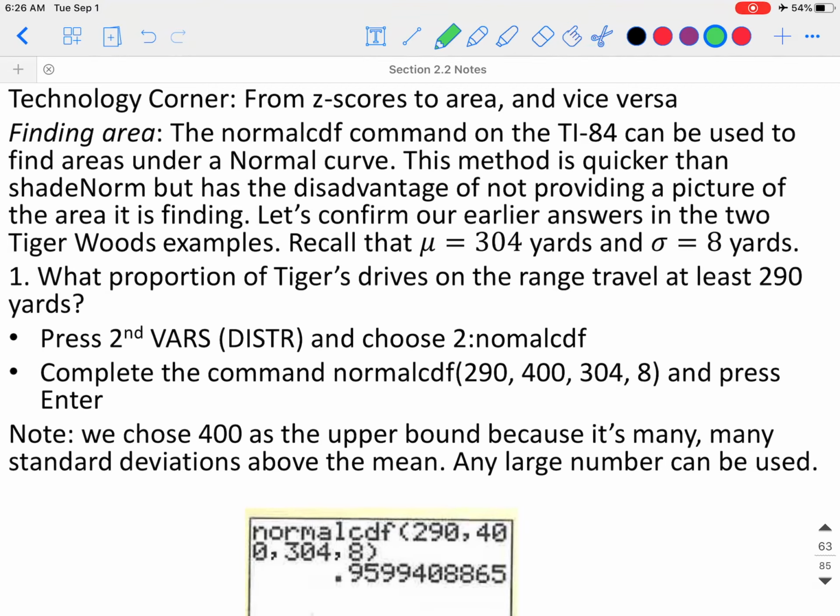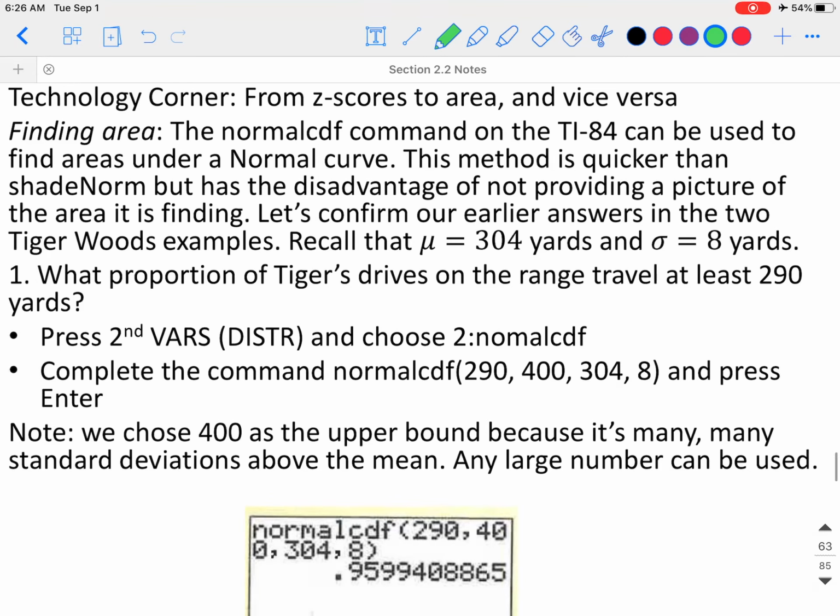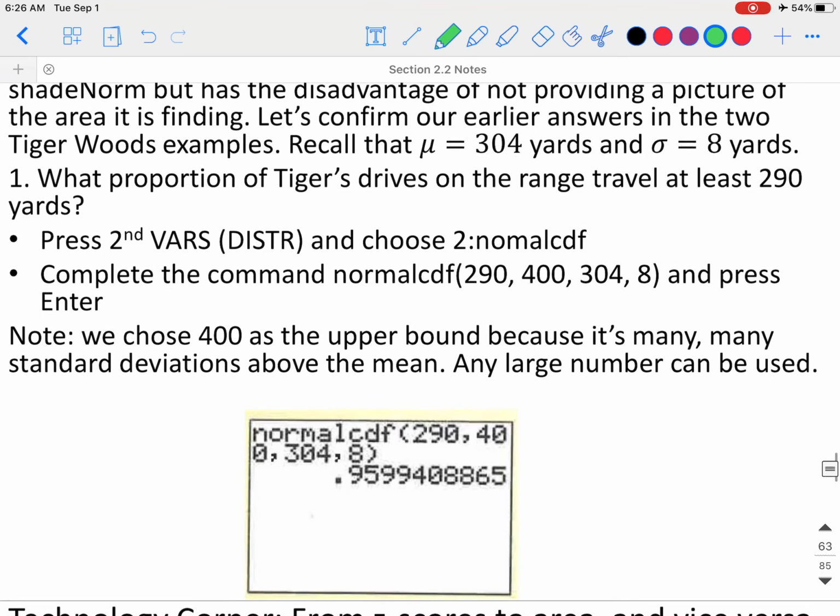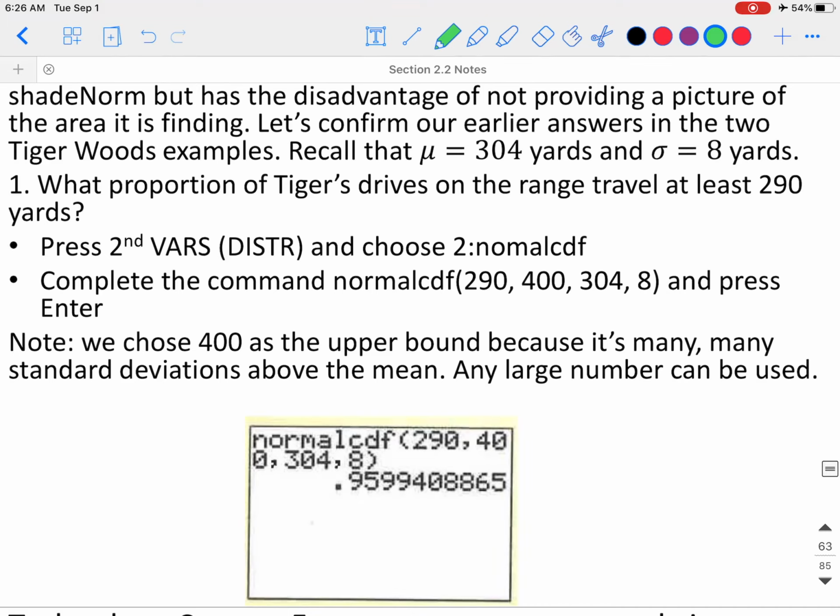Now you can use your graphing calculator to find some of these. When you're finding the area, the normalcdf command on the TI-84 can be used to find the area under a normal curve. So if we look at this again, remember that Tiger Woods' average drive is 304 yards with a standard deviation of 8 yards. If we want to find what proportion of Tiger's drives on the range travel at least 290 yards, you are going to hit 2nd and then the VARS button, which is going to take you to distribution, and you are going to choose option 2, which is normalcdf.